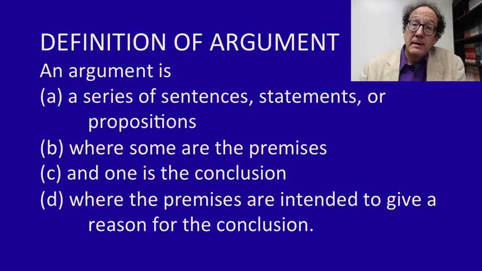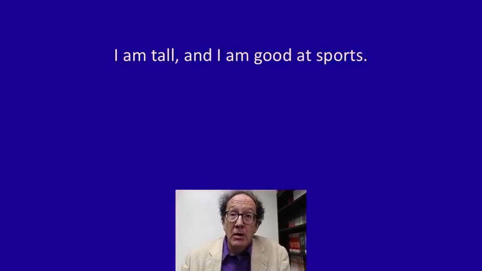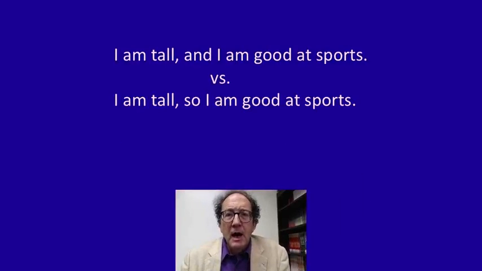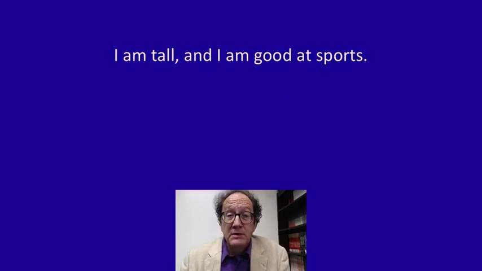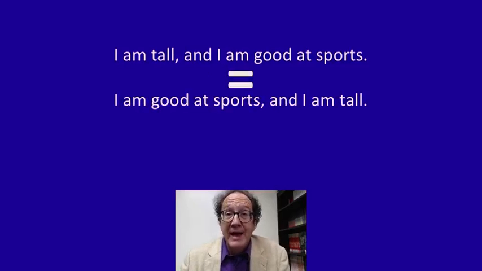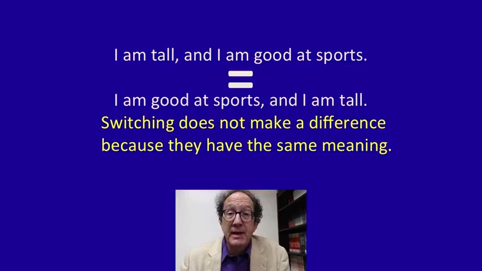Now the answer is that we can tell a person's intentions when they're speaking by which words they choose. So there are going to be certain words that indicate that some sentences are reasons for others. Just compare these two sentences. I am tall and I am good at sports. And compare that to I am tall, so I am good at sports. Now notice that you can take the first sentence, I am tall and I am good at sports, and switch it around. I am good at sports and I am tall. Switching doesn't make any difference.